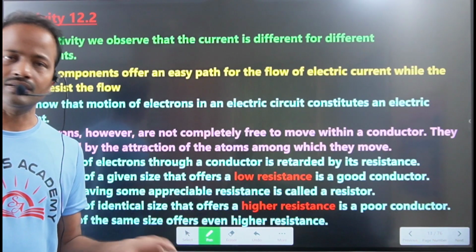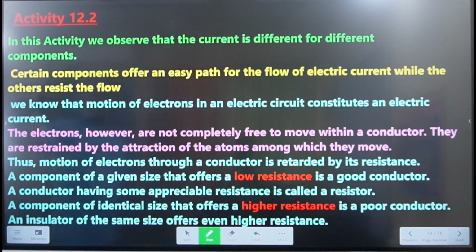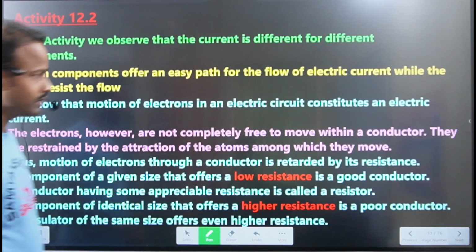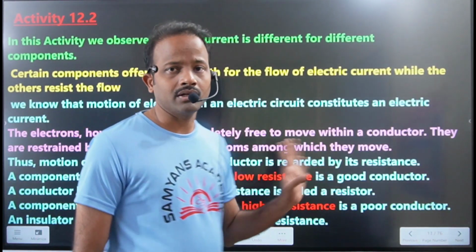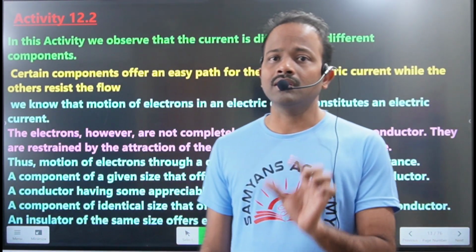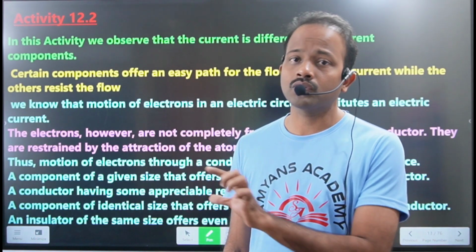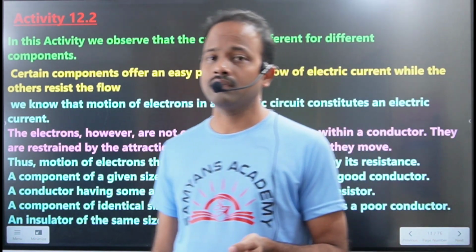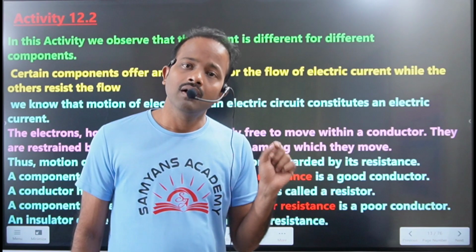Poor conductor indicates insulator. Okay, we know that motion of electrons in an electric circuit constitutes an electric current. Motion of electrons in an electric circuit, what does it indicate? It indicates the electric current. Motion of electrons in an electric circuit indicates the electric current.